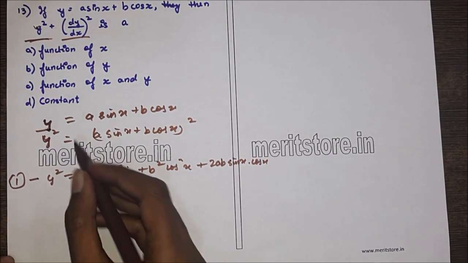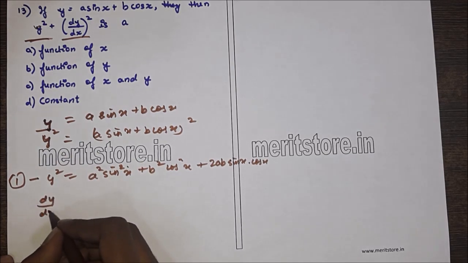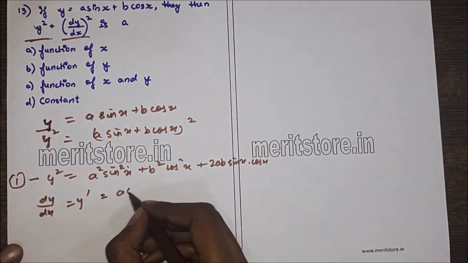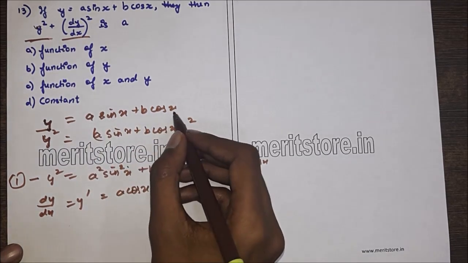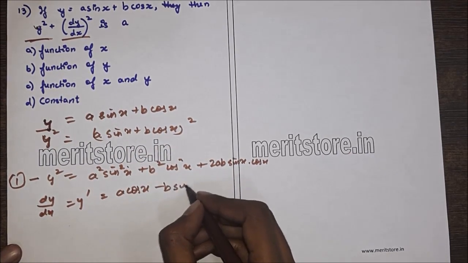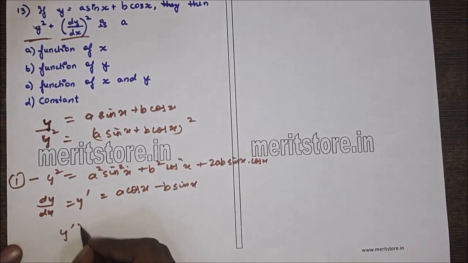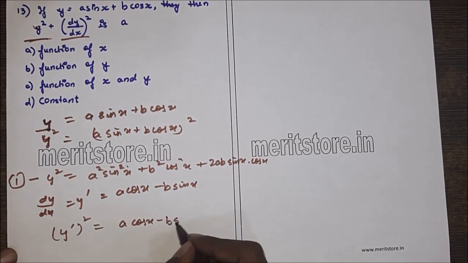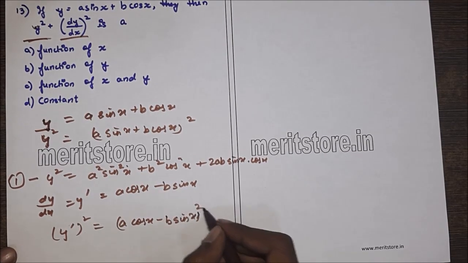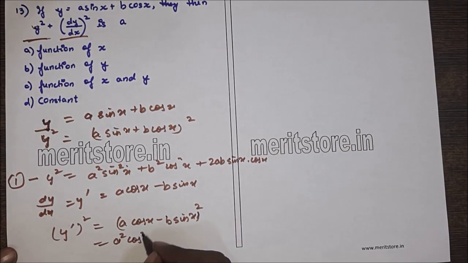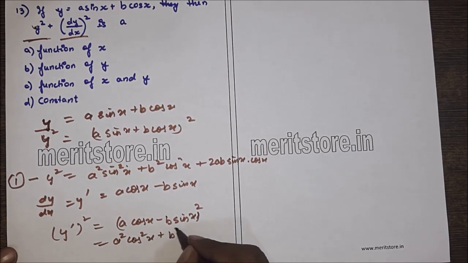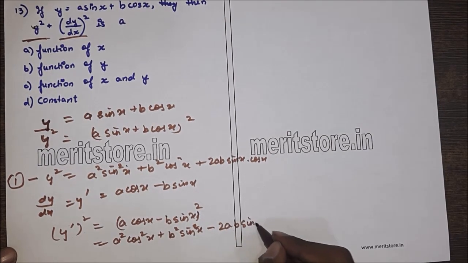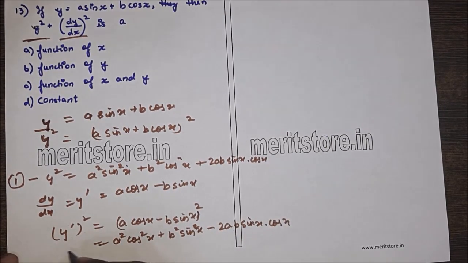Now we differentiate y with respect to x. So dy by dx, let this be y dash, is differentiation of sin x is cos x, so a cos x, differentiation of cos x is minus sin x, so minus b sin x. Now we square this term, we get y dash square, which is equal to a cos x minus b sin x the whole square, which is equal to a square cos square x plus b square sin square x minus 2ab sin x cos x. Let this be equation 2.